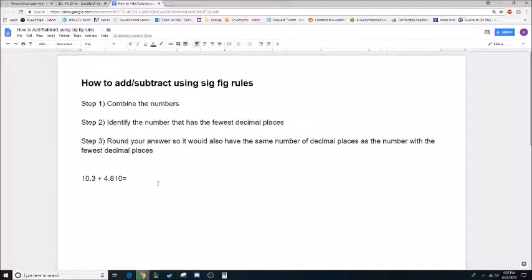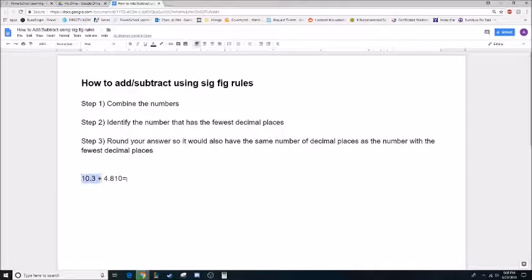Alright guys, so today we're going to learn how to add or subtract using significant figure rules. I have it in 3 nice simple steps. Step 1, you're going to combine the numbers.